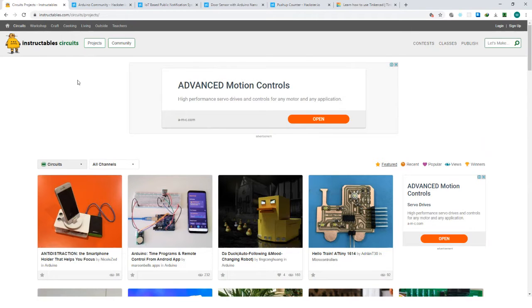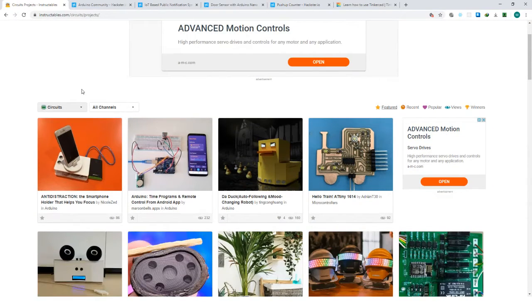Here you'll get so many project ideas. You can look at what can be done with Arduino. There's this project here where you're using Bluetooth to reach the phone, so that you control some of the things using the phone.